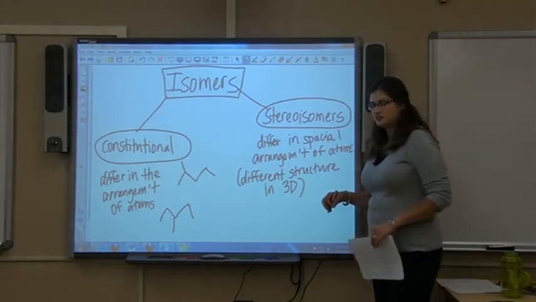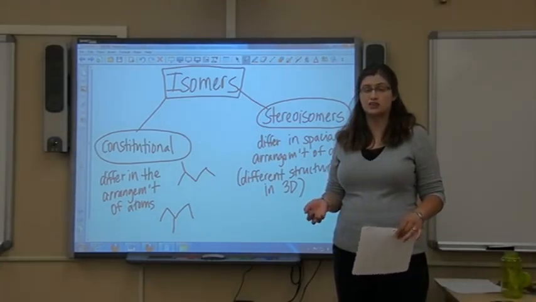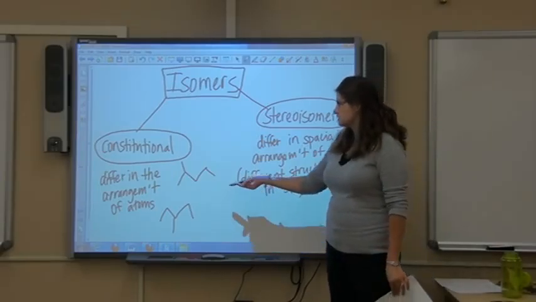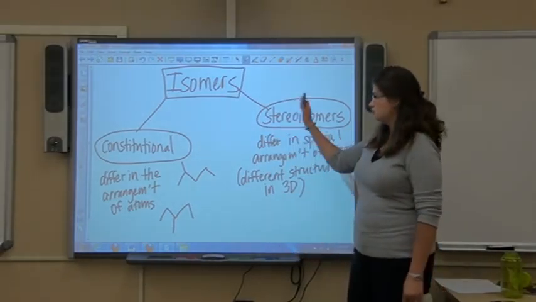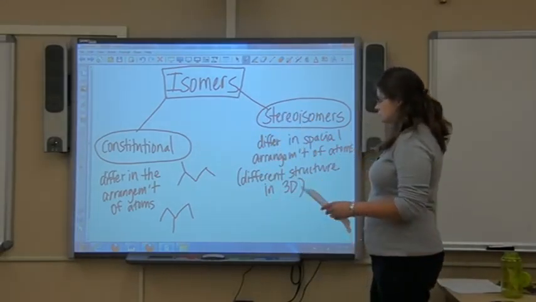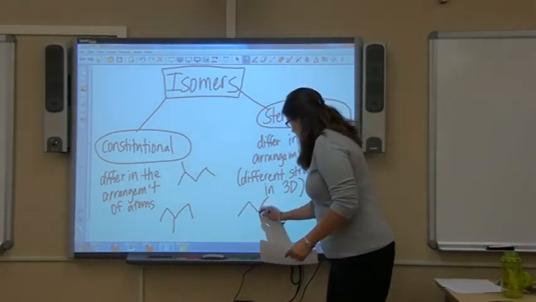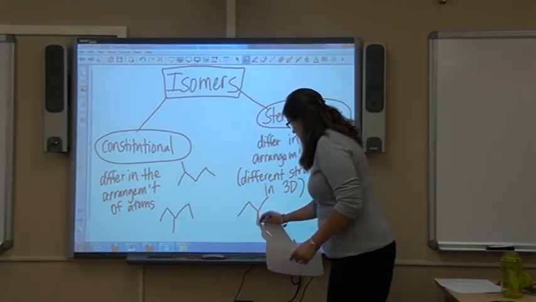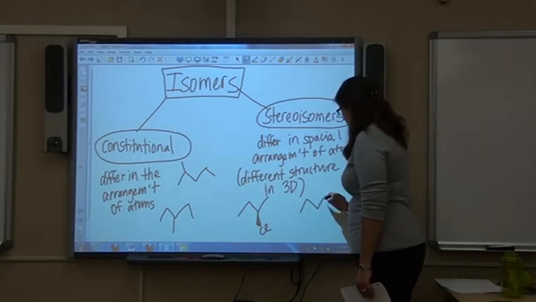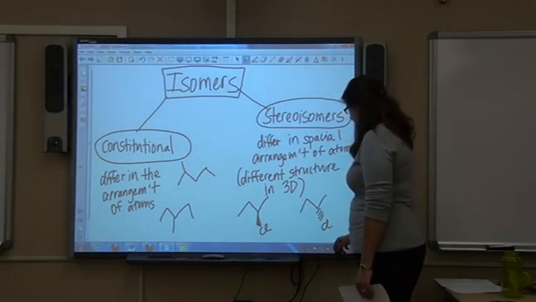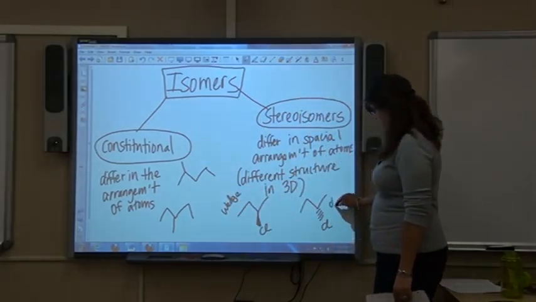Stereoisomers, on the other hand, differ in the spatial arrangement of atoms, and that means that they have a different look in 3 dimensions. Now, these drawings here are clearly only in 2 dimensions. I can't draw anything 3-dimensional on a 2-dimensional board. So what we do on 2-dimensional paper to show that we have stereoisomers is use this notation where you have a wedge and a dash.